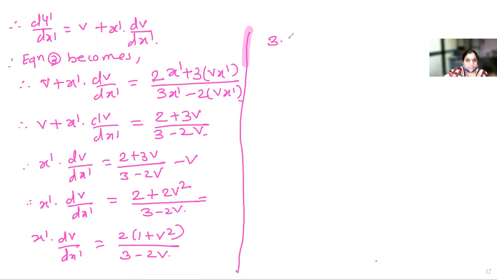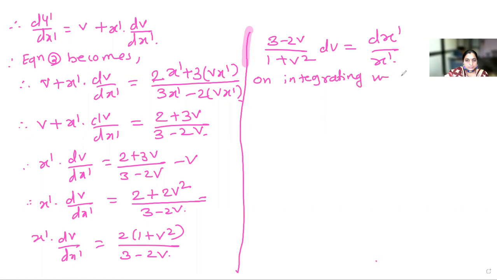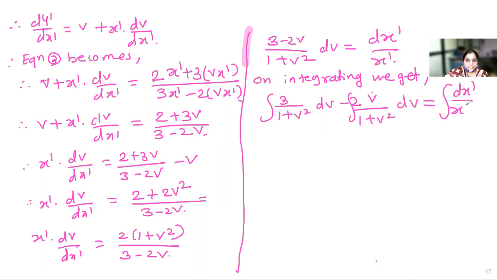So here 3 minus 2v divided by 1 plus v square dv, shift that dx dash and x dash on the right hand side. So your equation is like this. Now take the integration on it. This is variable separable form. On integrating we get, separate the denominator: integration of dv, minus 2 take outside, integration of 2v divided by 1 plus v square dv is equal to integration of dx dash divided by x dash plus c.